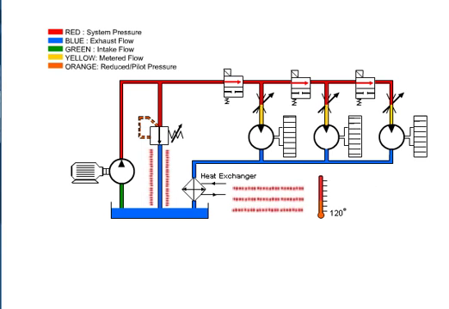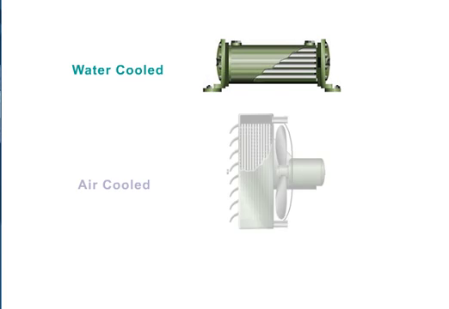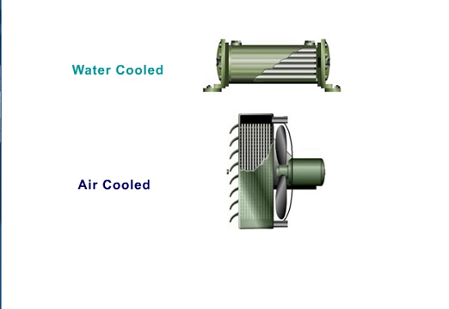Heat exchangers may be required when operating temperatures are critical or when the system cannot dissipate all the heat that is generated. There are two basic types of heat exchangers. Each is based on a different cooling medium: water-cooled heat exchangers and air-cooled heat exchangers.